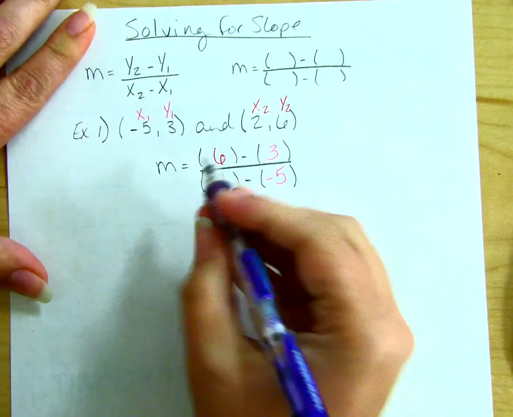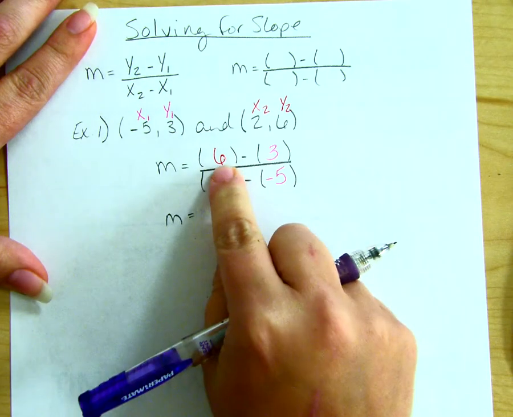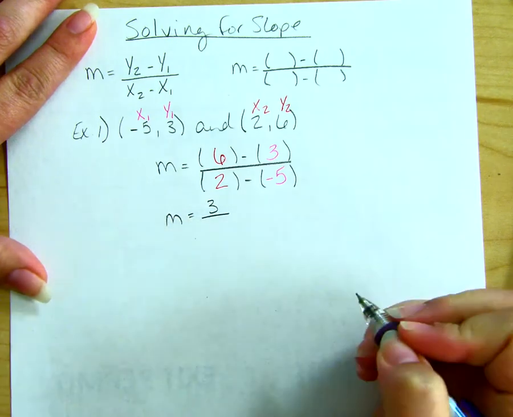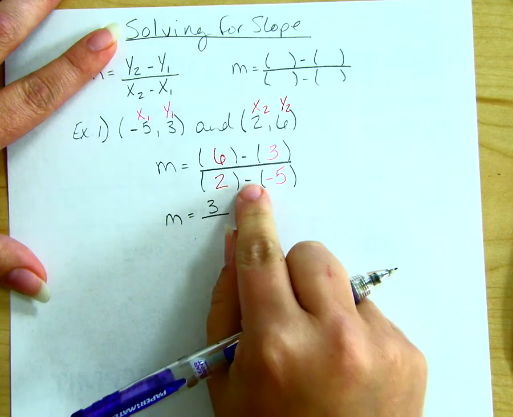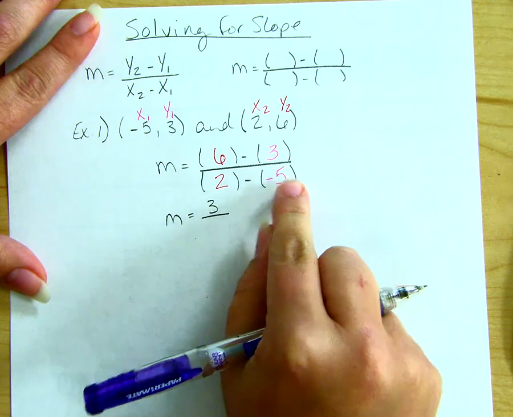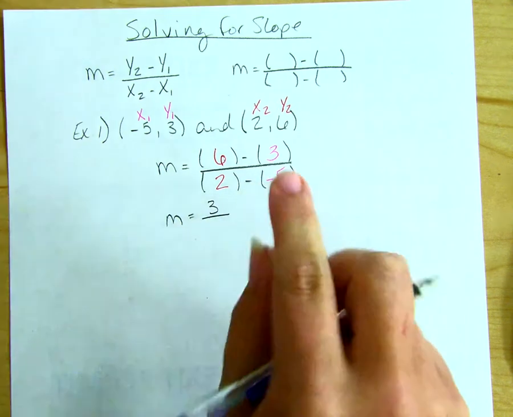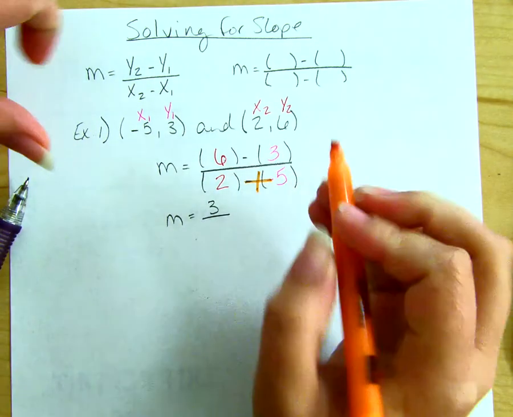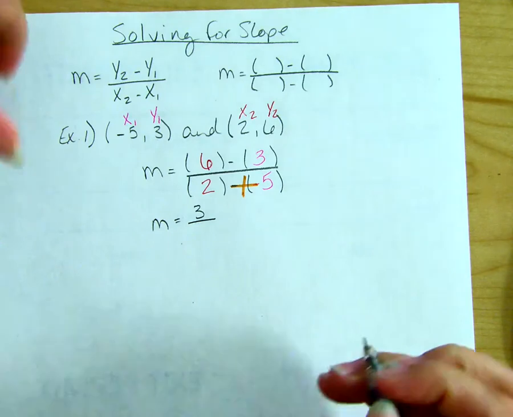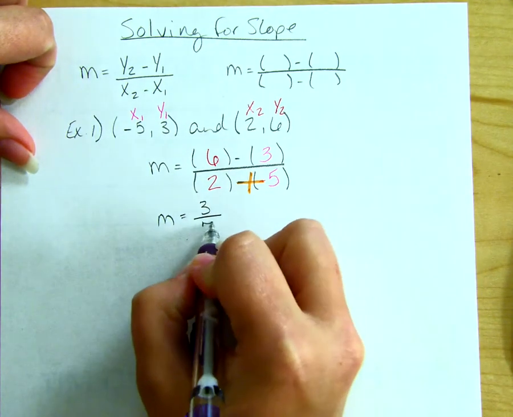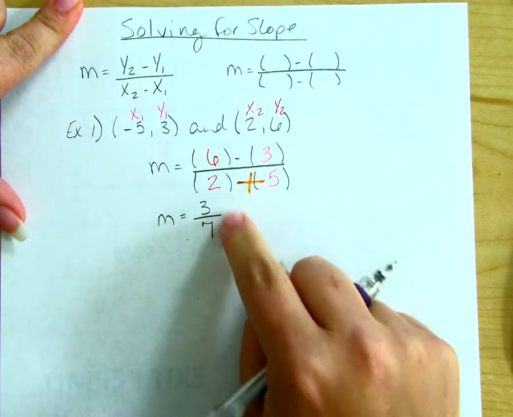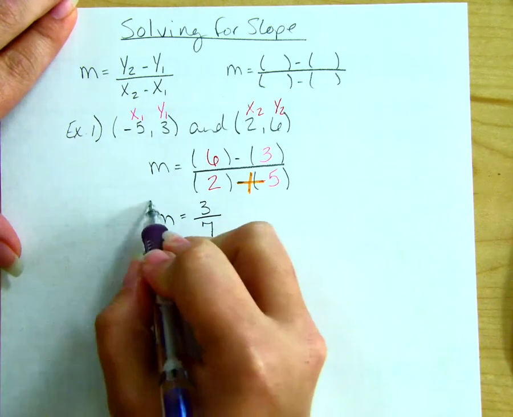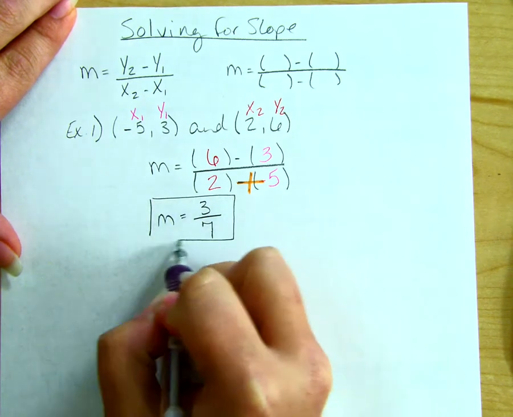Then I'm going to do some simple math. 6 minus 3 is 3. And then I have 2 minus a -5. And we've learned in the past that anytime you have minus a negative, that simply becomes addition. So we can make that a big plus sign. And I have 2 plus 5, which is 7. Now I cannot reduce this fraction, so I'll leave it as is, as the fraction 3 over 7. This is my slope. My slope is 3 over 7.